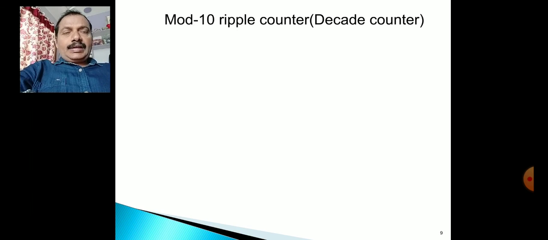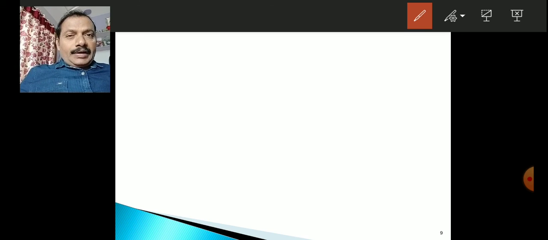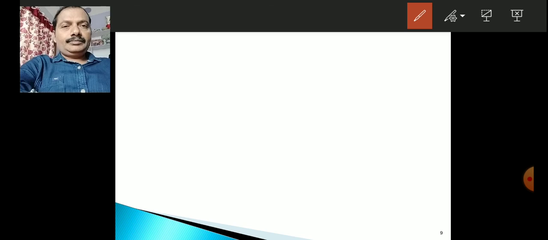Okay, now let us consider the mod 10 asynchronous ripple counter, the decade counter. Mod 10 means it has to count from 0 to 9, and hence it is called a decade counter. You can call it a BCD counter also. So the names of this counter are BCD counter, mod 10 counter, or decade counter.